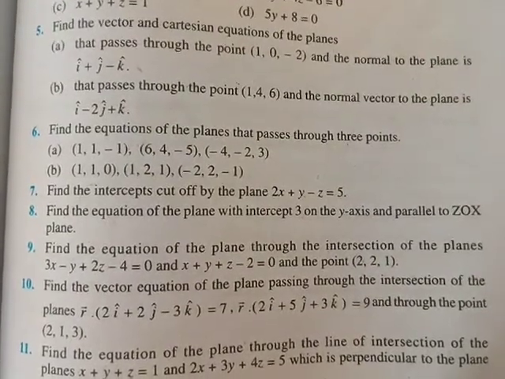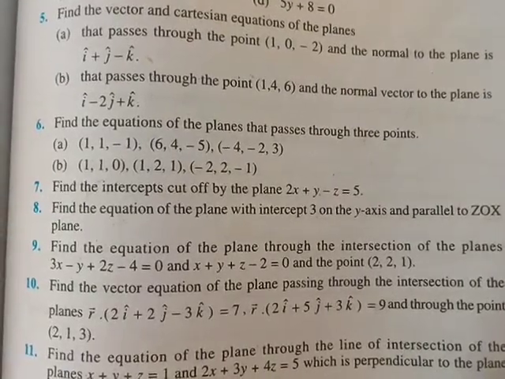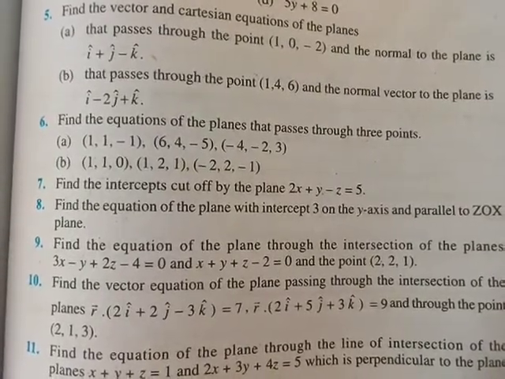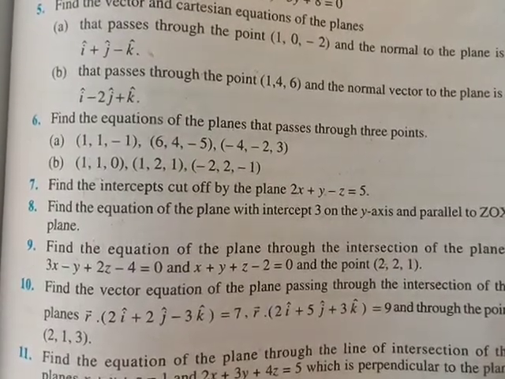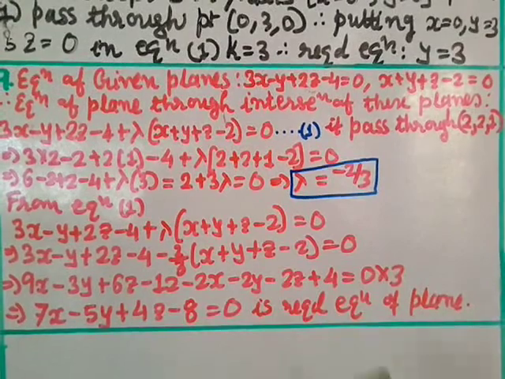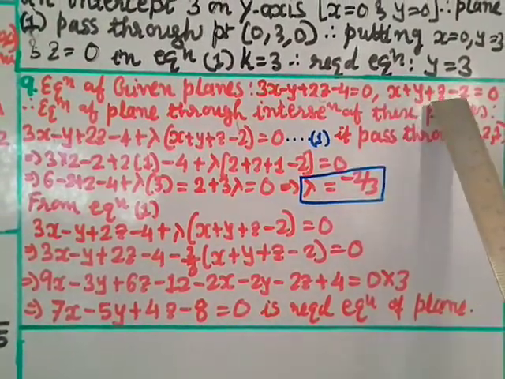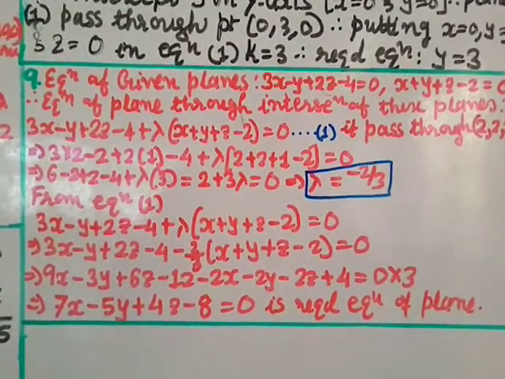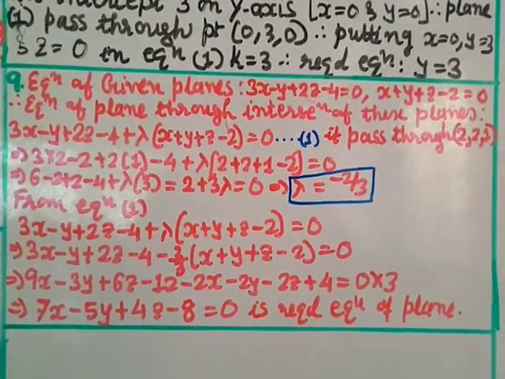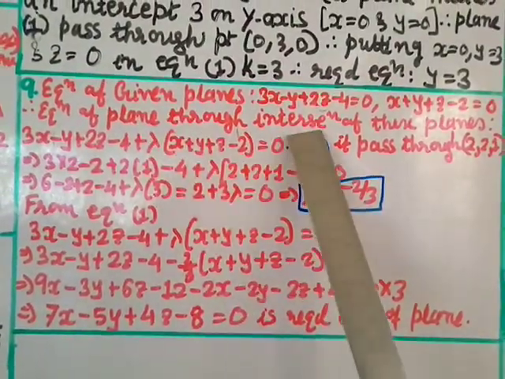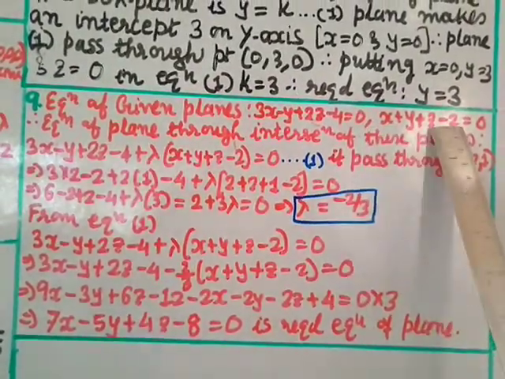Question number 9. Find the equation of the plane through the intersection of the planes 3x minus y plus 2z minus 4 equal to 0 and x plus y plus z minus 2 equal to 0 and the point 2, 2, 1. These are the two equations of the planes given, and we have to find the equation of the plane through the intersection of these two planes. So the equation of a plane through the intersection of these two planes is given as this equation plus lambda times this equation equal to 0.